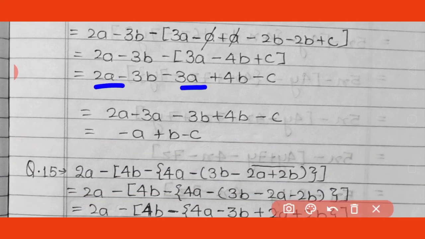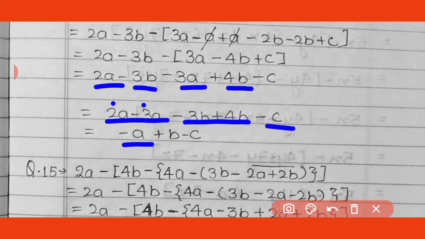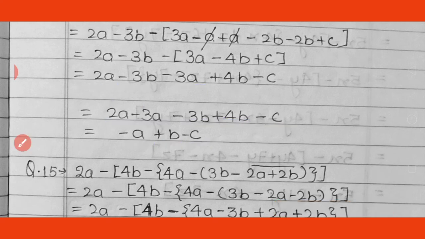2a minus 3b, we put together minus 3b plus 4b and minus c. Whenever different signs will be there, they will subtract. Here minus and plus, minus plus, plus minus is given, so we will subtract. So 3a subtracted 2a, it became minus a, 4b subtracted minus 3b, it became b and remained c. So our answer we have got minus a plus b minus c.